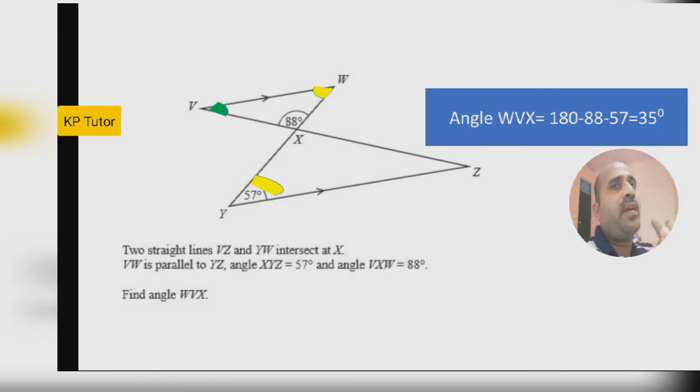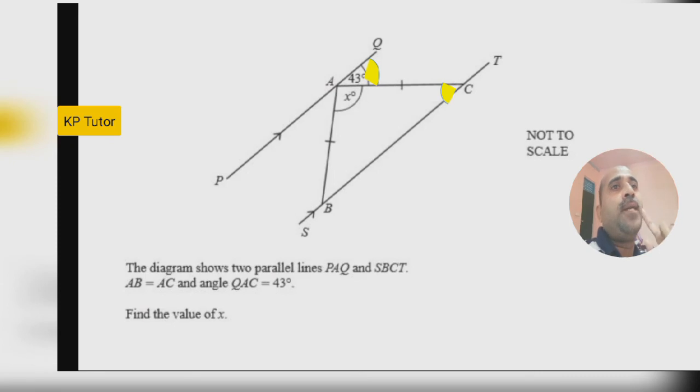Then consider the small triangle. In a triangle, interior angles sum to 180 degrees. So 180 minus 88 minus 57 is equal to 35 degrees. Here also, when you see the diagram, maybe there is some confusion, it looks complicated, but it is a very easy, very simple question.